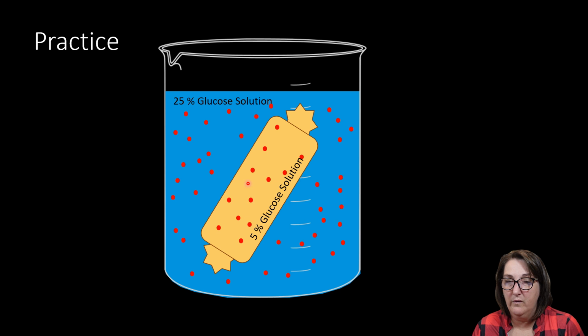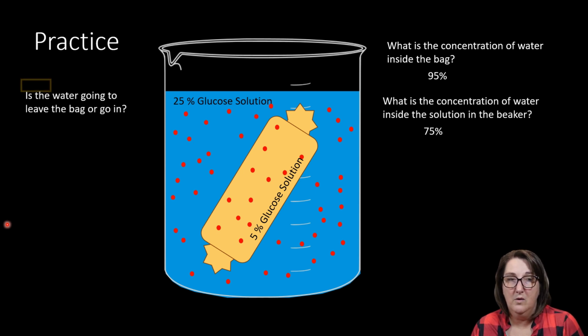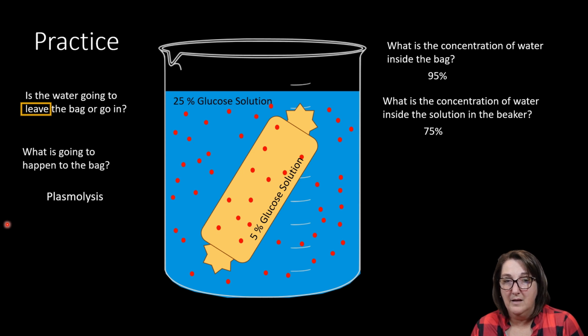The water is going to go from a high to a low, so the water is going to want to leave the bag. So my concentration inside is higher than outside, so the water is going to want to leave the bag. And if it does, then the bag is going to shrivel, or plasmolysis. It's going to shrivel and come together as the water leaves. Now, the glucose will stay inside the dialysis bag because it can't leave, but the water can.